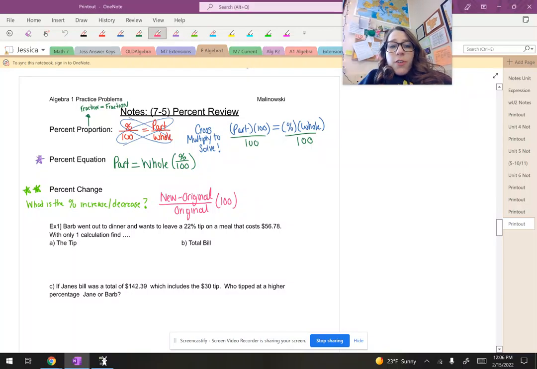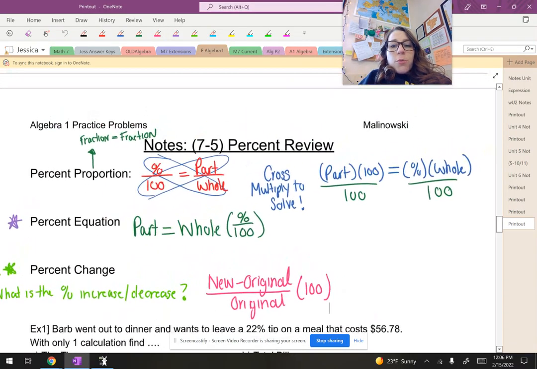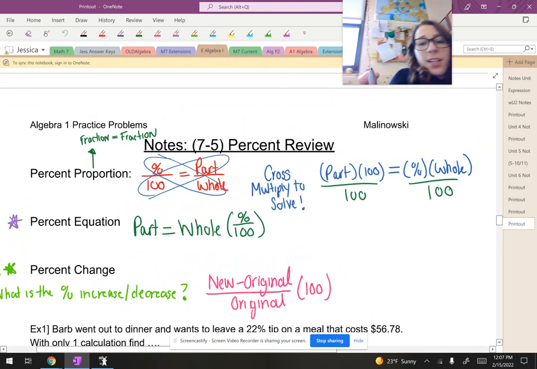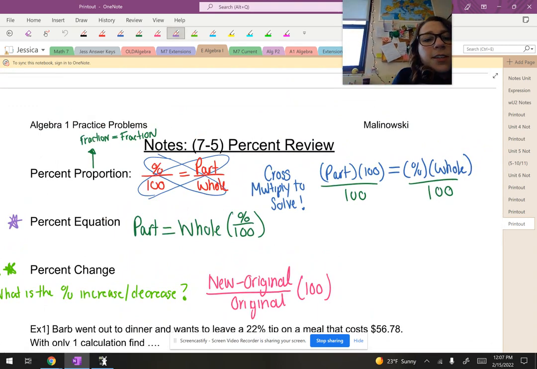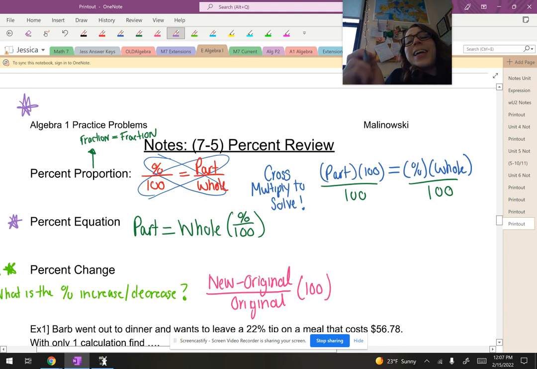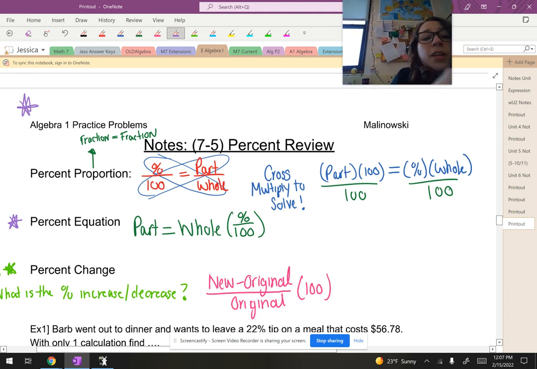Continuing on with 7-5, some percents review for algebra. So I did forget to put something at the top. Shocking, I forgot something. Any kind of relationship with a percent.